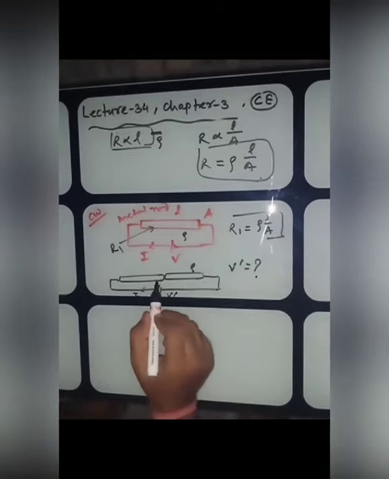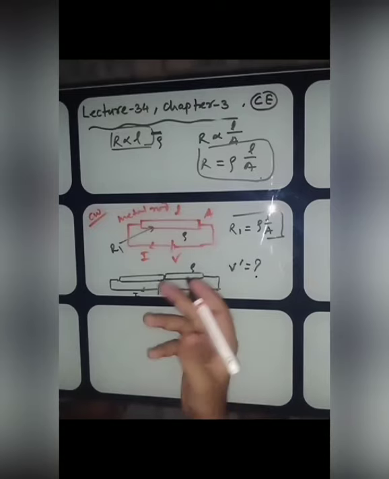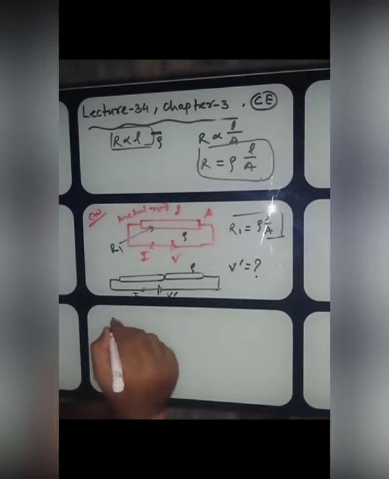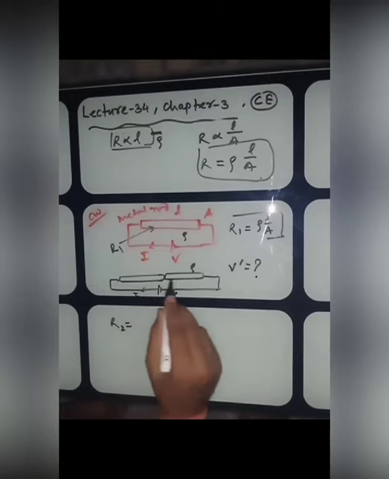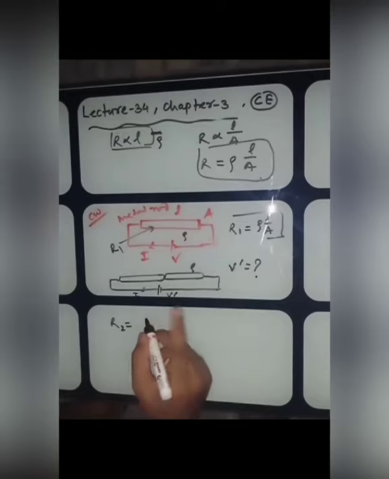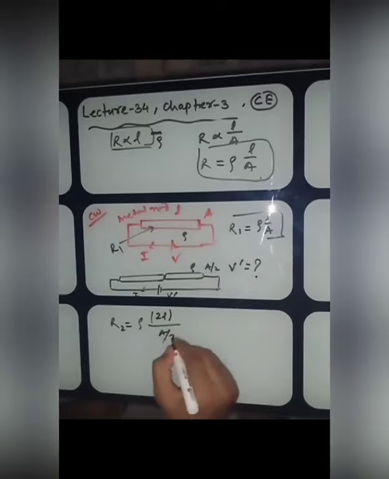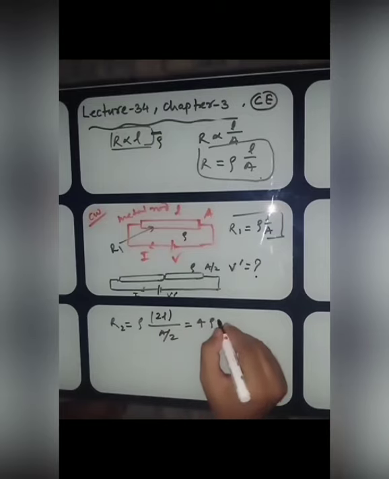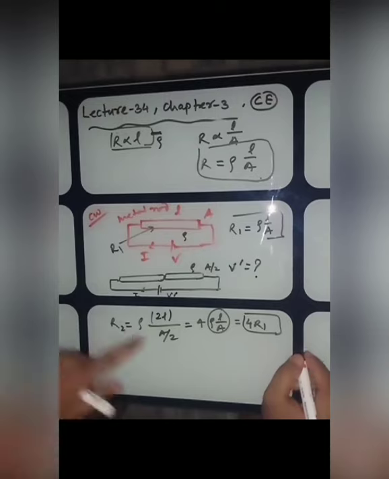Now after cutting, what will be the resistance? You can write the resistance R2 as rho times the length, which will be 2L, since the total conductor we are taking here. What will the cross section area be? Here the cross section area will be A by 2. Am I right? So it is 4 times rho L by A. You can see this is nothing but R1. So you can write it as 4 R1. Okay, 4 R1. This is R2.